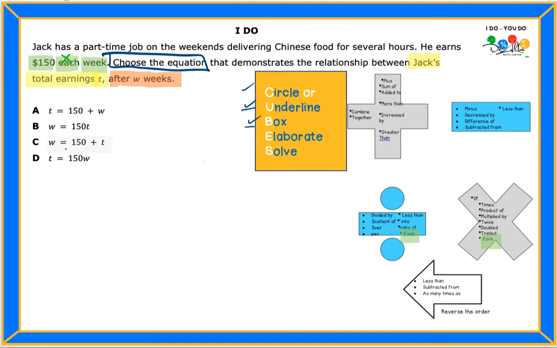We know equations have an equal sign, okay, that demonstrate the relationship between Jack's total earnings T after W weeks. So we have to come up with the equation in this case. For this situation, guys, where a scenario is given and we have to come up with an equation, I'm going to use the strategy of rewriting the important information and then using math symbols. I'm going to pause the video so I can write the sentences that are important, and then from there you can follow me.